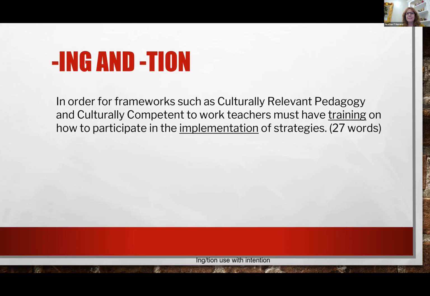Here's another, less basic example. This is a perfectly fine sentence, but it could be further refined. So in order for frameworks such as culturally relevant pedagogy and culturally competent to work, teachers must have training on how to participate in the implementation of strategies. So let's say I'm really close to finished. I did a search for ing words and tion words, and I'm looking at this and I go, oh my gosh, I see the helping verb have training. And then I see all those tiny words: on, to, in, of. How can I restructure this sentence? I know what I want to say, but is there a way to move things around so that it's a sharper, cleaner sentence?